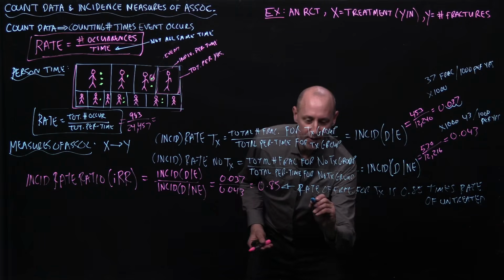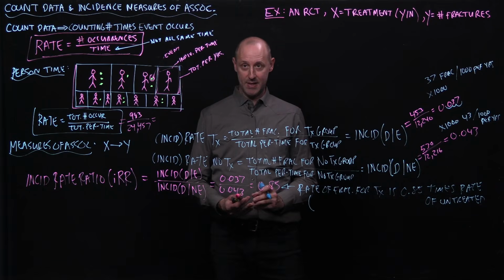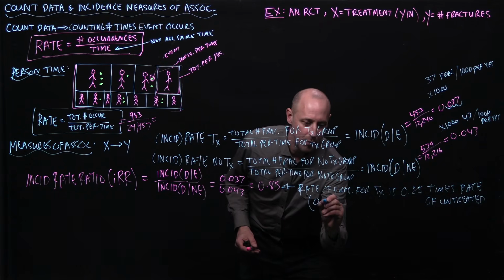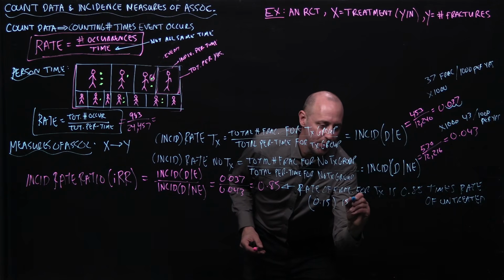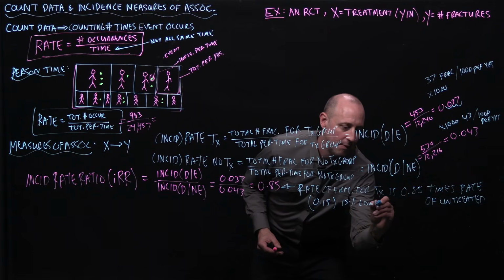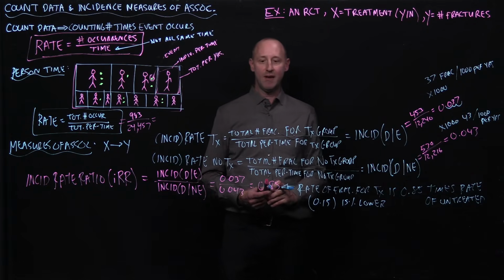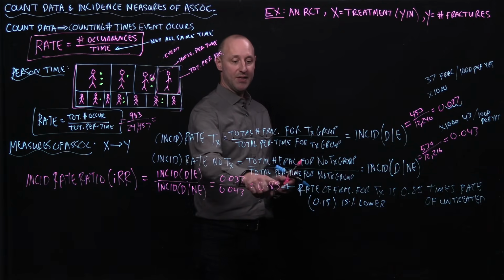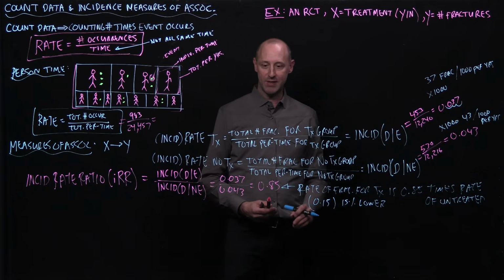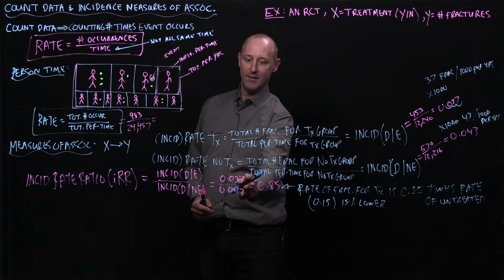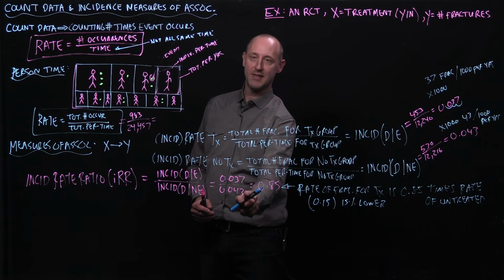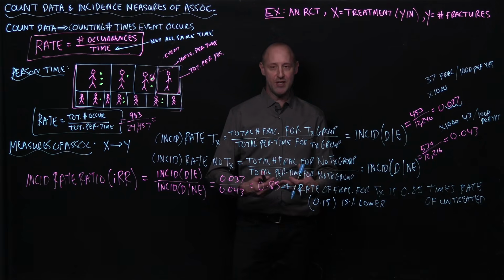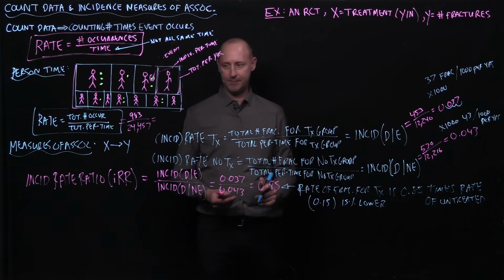Okay, we also learned that you can subtract 1 from this to interpret as a percentage change. Right? So if we did 1 minus 0.85, we're going to get 0.15, or we can interpret that as 15% lower. Right? So again, just to state that, we can say that the rate of fractures for those who are receiving treatment is 15% lower than those who are not receiving treatment. Right? And again, this top is 15% less than the bottom. Right? Or the treatment seems to decrease the rate of fractures by about 15%.